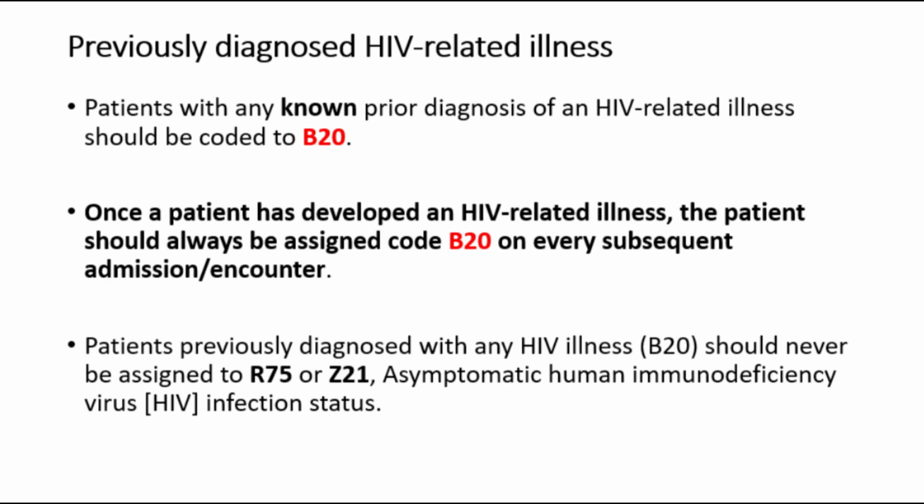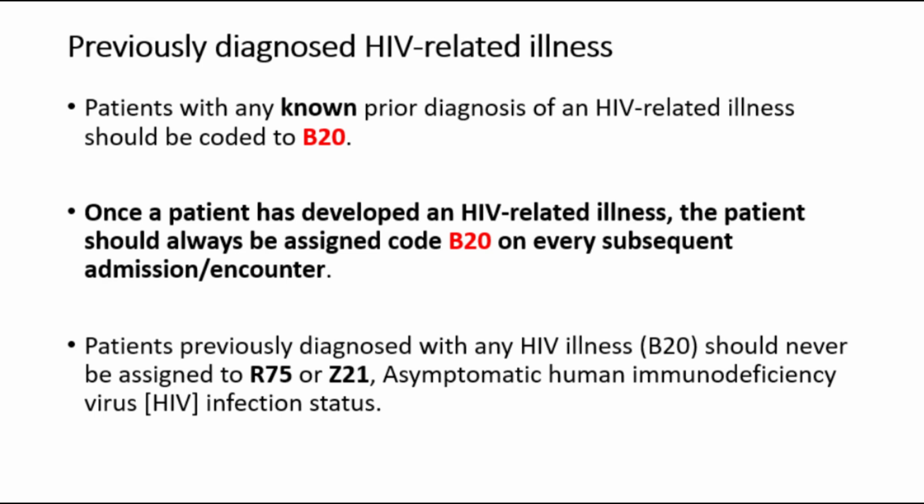Patients with any known prior diagnosis of an HIV-related illness should be coded to B20. Once a patient has developed an HIV-related illness, the patient should always be assigned code B20 on every subsequent admission or encounter. Patients previously diagnosed with any HIV illness, B20, should never be assigned to R75 or Z21, asymptomatic human immunodeficiency virus infection status.